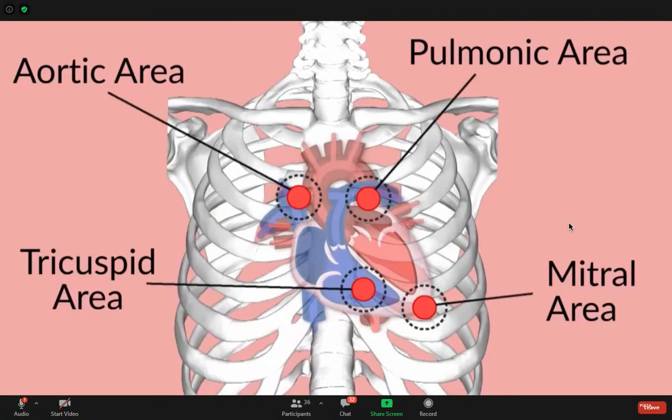This is a useful diagram for referring to the different areas that you'll listen to the valves opening and closing. As you can see, there is an appropriate place to listen for both the mitral, the tricuspid, and then the aortic and the pulmonic.